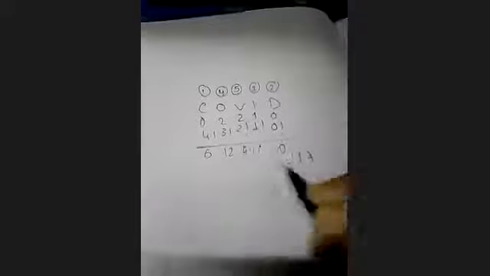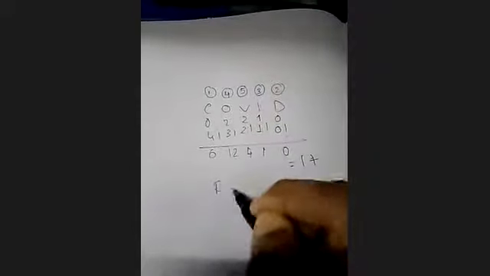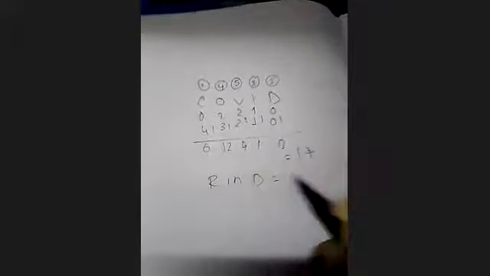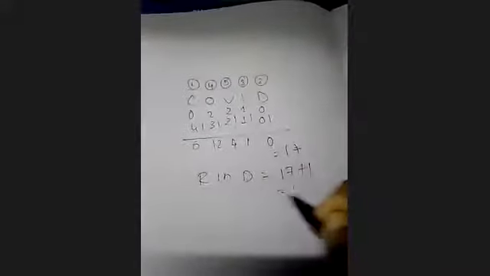17. But I told you we have to add plus 1 to find the rank in dictionary. So rank in dictionary is equal to 17 plus 1 equal to 18.